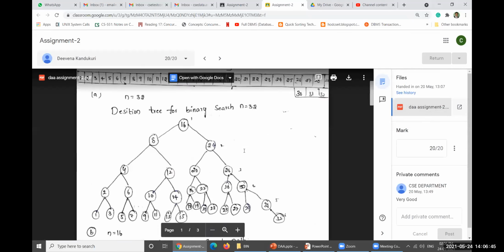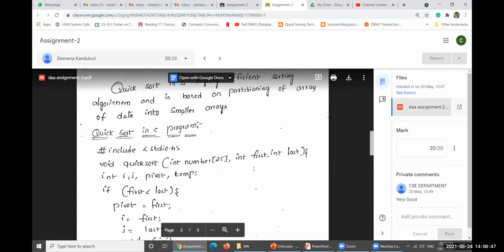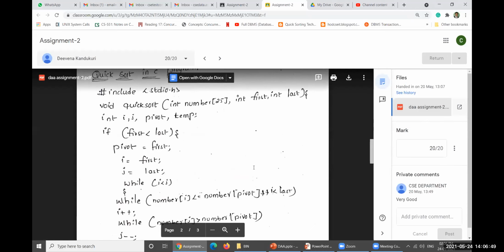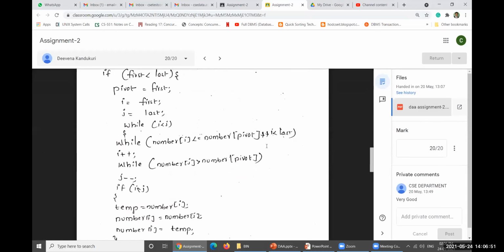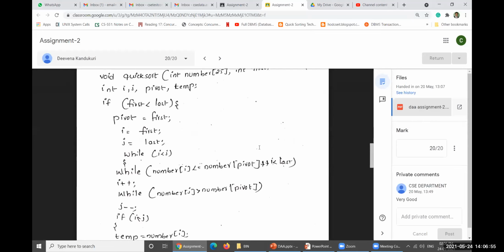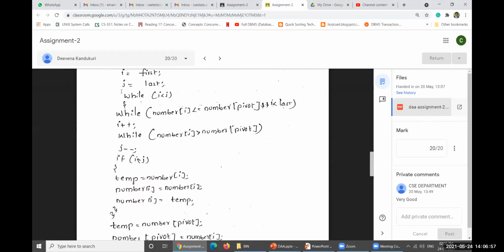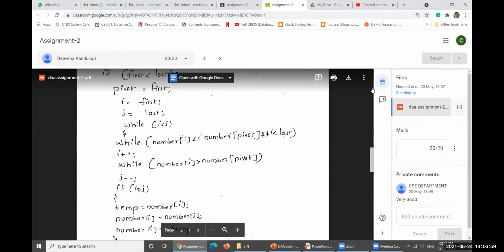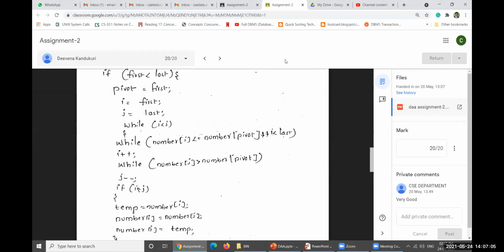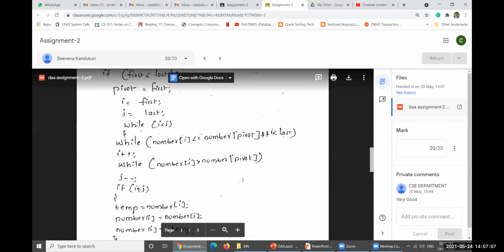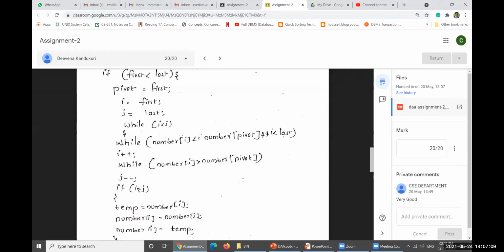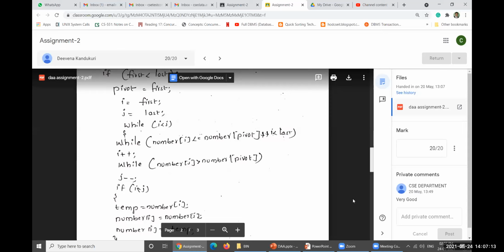The partition function you have written for QuickSort. Let me go ahead. Okay, you did not write any partition algorithm here; however, you have directly taken this particular area. So let me copy this particular point to paintbrush, then it is very easy for me to explain.